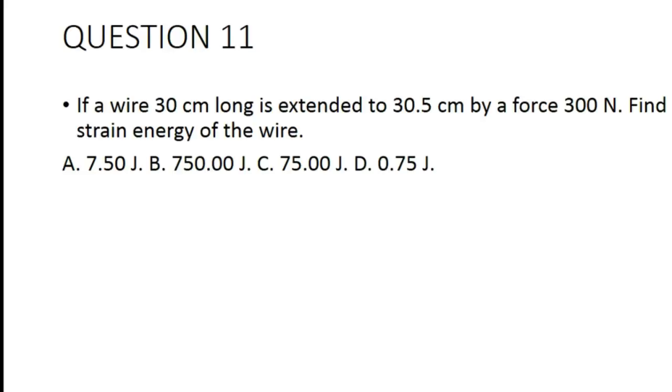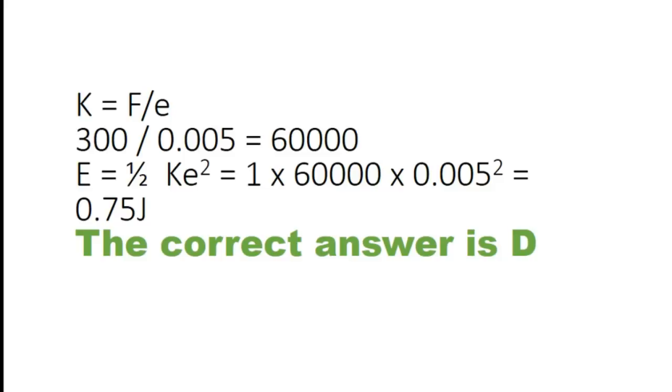long is extended to 30.5 centimeter by a force 300 Newton. Find the strain energy of the wire. Here we are to calculate the strain energy of the wire. For us to do that, we say K is equal to F over E. Our force is 300 and our E is 0.05. So our K will be equal to 60,000.